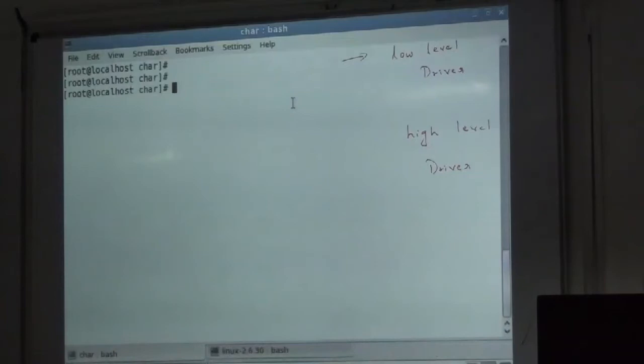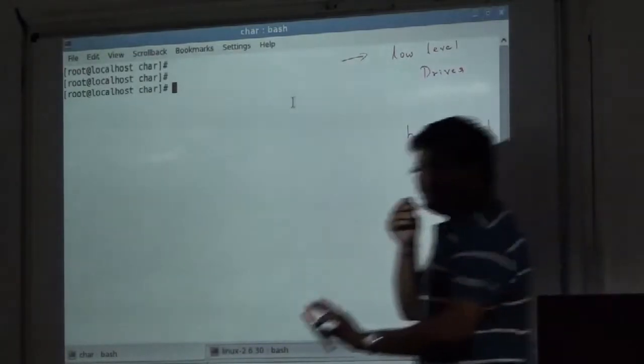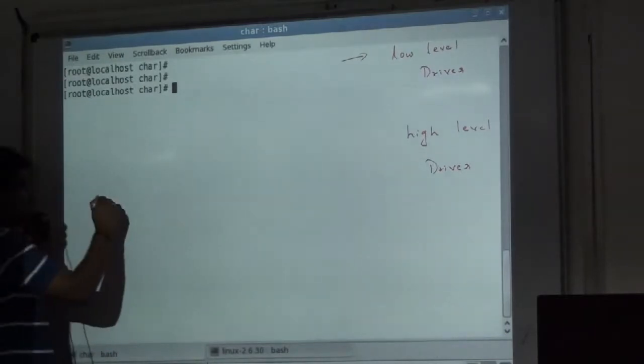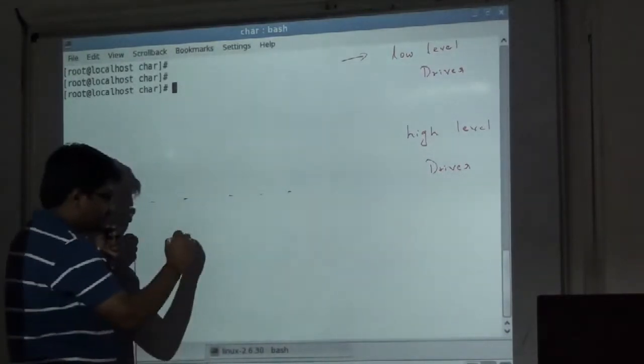Now we'll focus only on the high-level driver part. So high-level drivers are responsible for what? Responsible for taking care of the peripheral. You're not worried about the controller job and all that. So high-level drivers now are in kernel space.